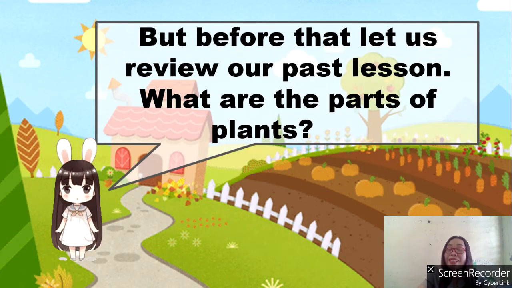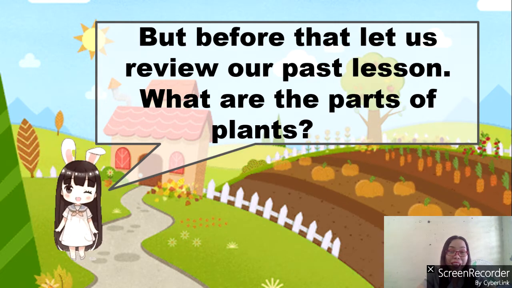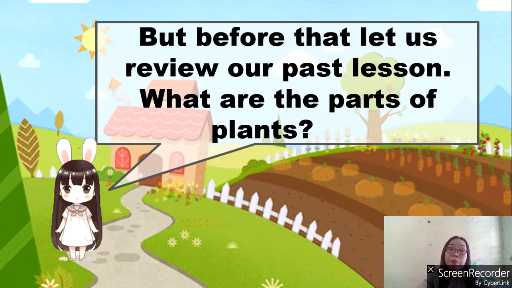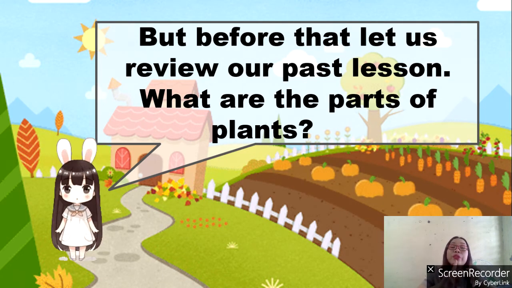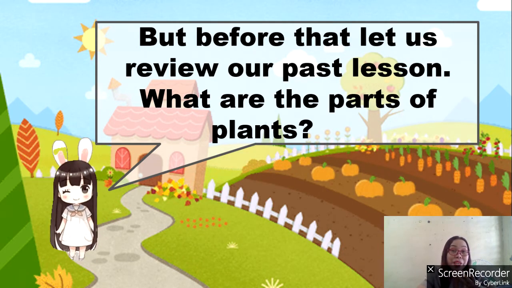But before that, let us review our past lesson. What are the parts of plants? Alright kids, that is the question of our friend. If you can still remember, what are the parts of plants? Very good. The basic parts of plants are the roots, the stem, and the leaves. These three are the basic parts.